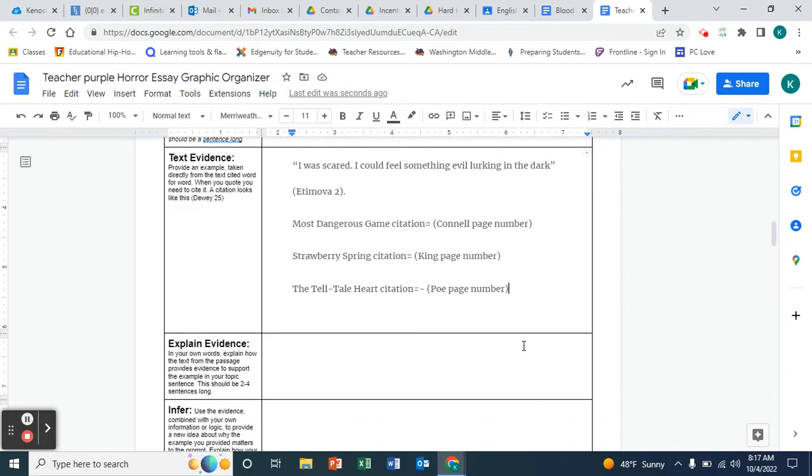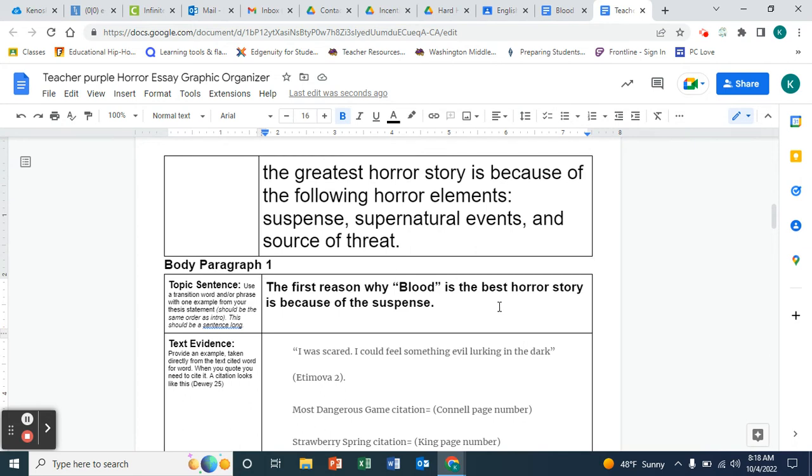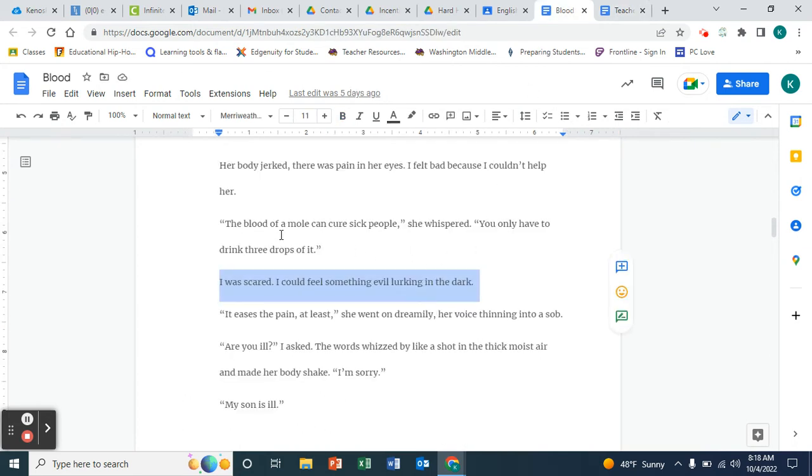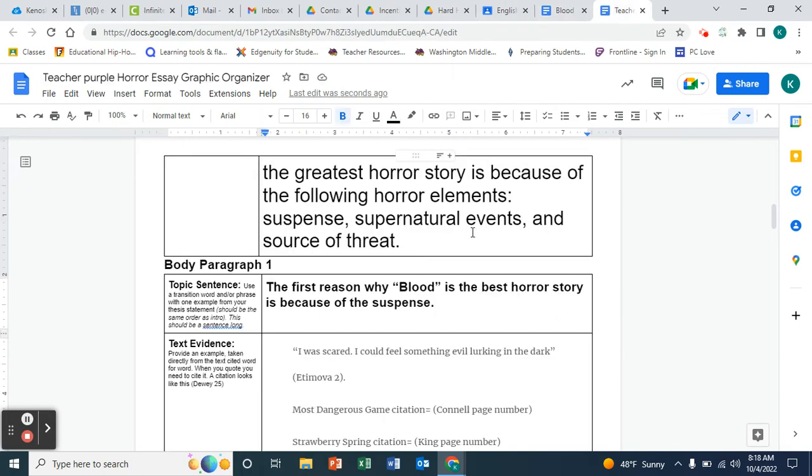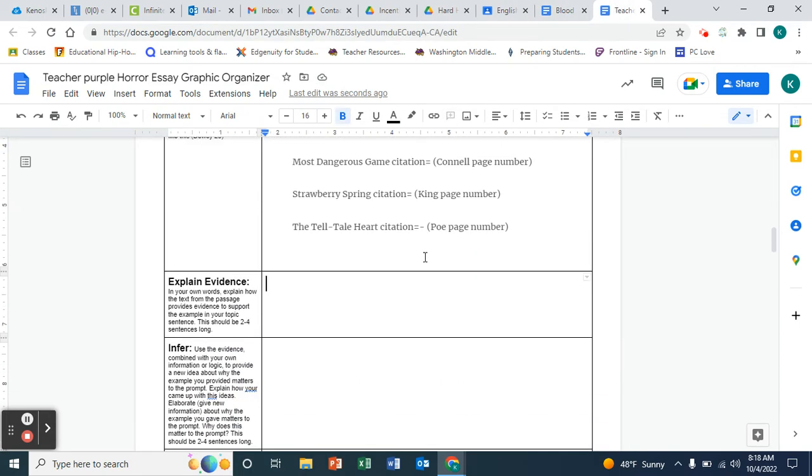Okay. So this next part is, in your own words, explain how the text provided from the passage provides evidence to support the example and your logic. So I chose this because it is creepy. Right above it says, "The blood of the mole can cure sick people," she whispered. "You only have to drink 3 drops of it." So it does build suspense because it is creepy.